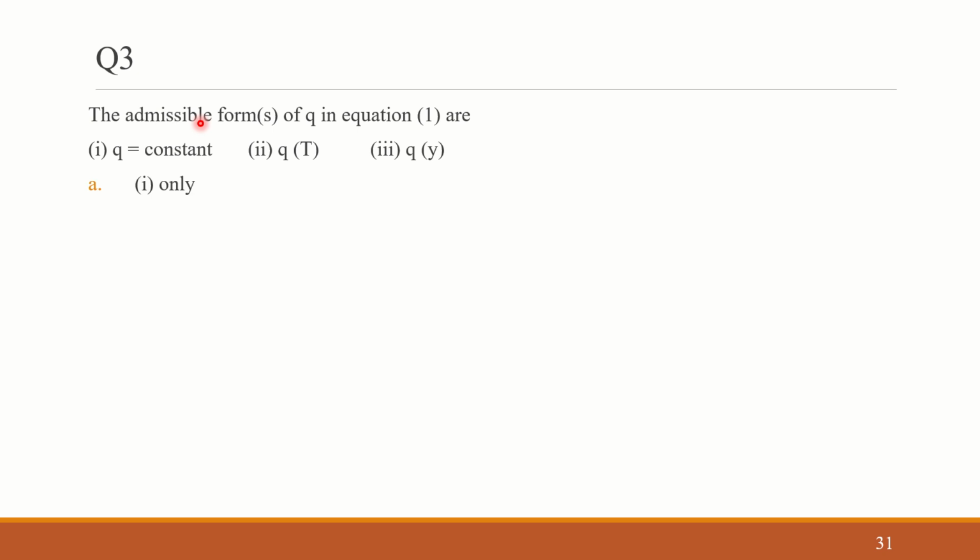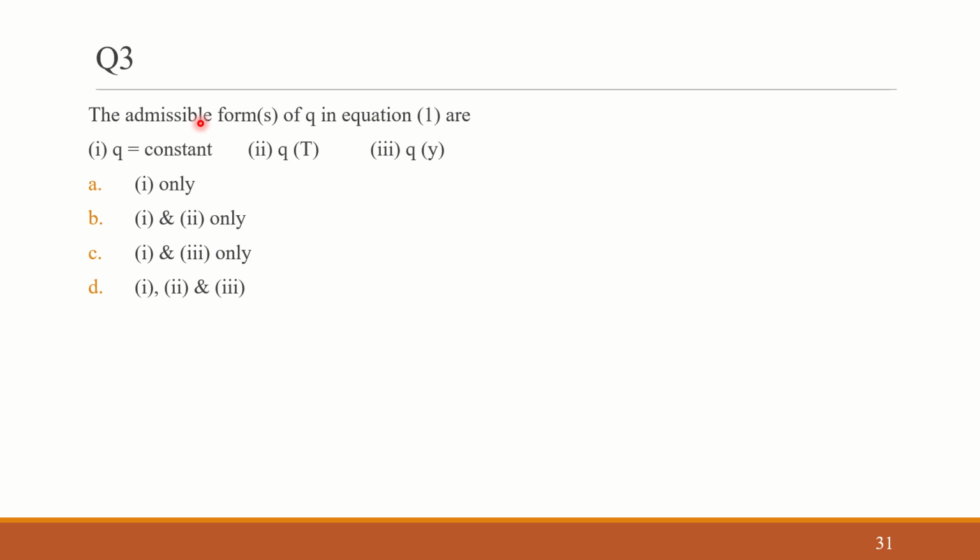Options are: A, 1 only. Option B, 1 and 2 only. Option C, 1 and 3 only. Option D, 1, 2 and 3. So what is the admissible form of Q in equation 1? I am reminding you of equation 1. Equation 1 is nothing but Q is equal to K into d square T by dy square. So from the function itself, we can say that Q is a function of T as well as Q is a function of Y. And Q is a constant.